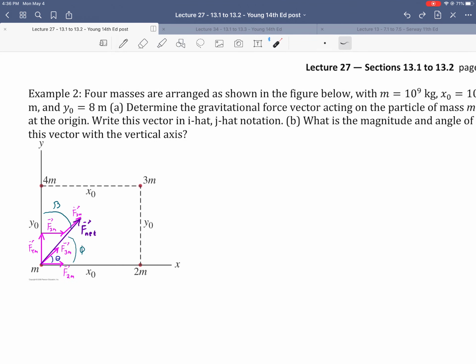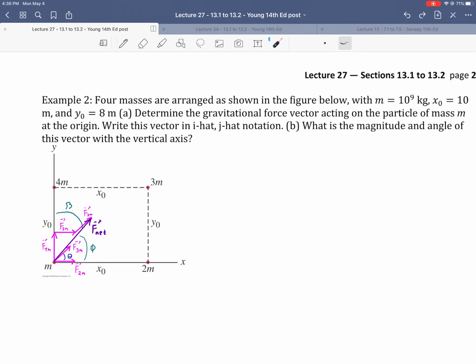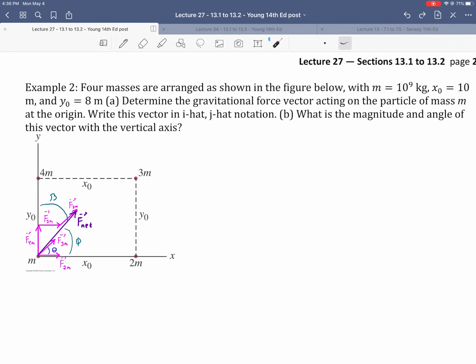Now, in part A, we want to determine the gravitational force vector acting on the particle of mass m at the origin. Write this vector in i hat, j hat notation. We don't have to worry about a k hat because there was nothing going on in the z-axis. All right, so let's get this started.